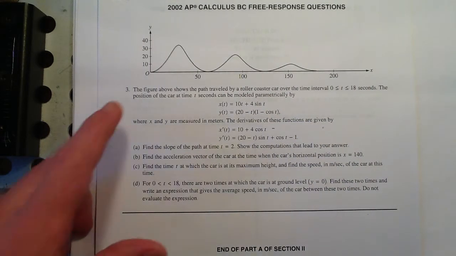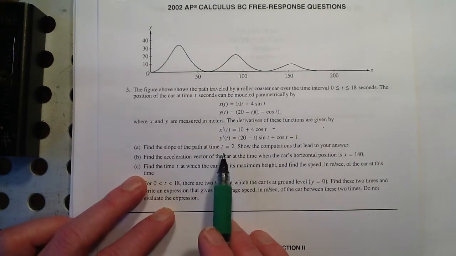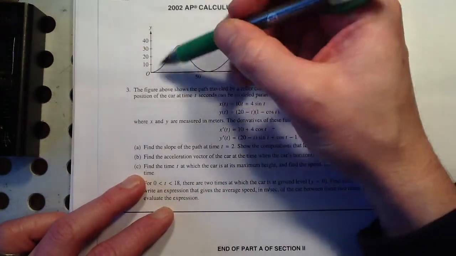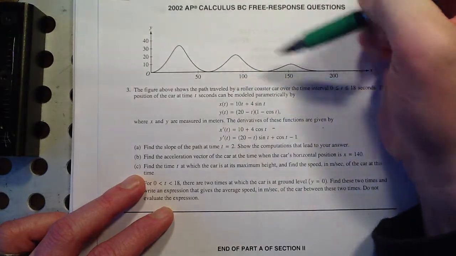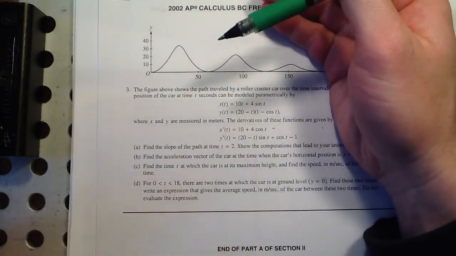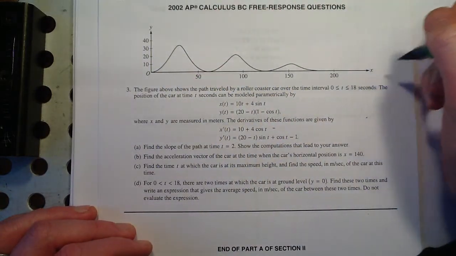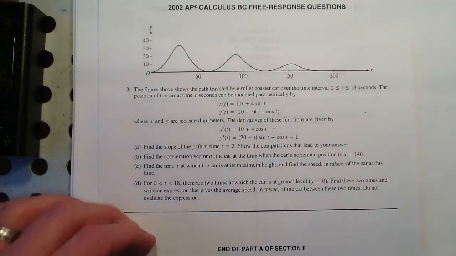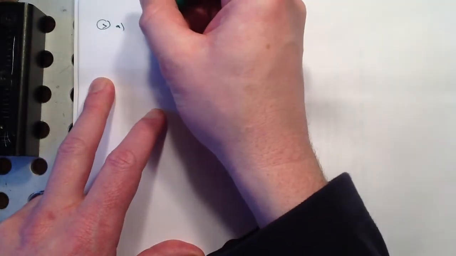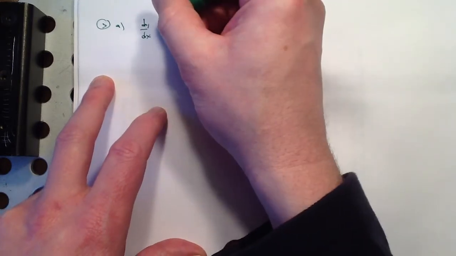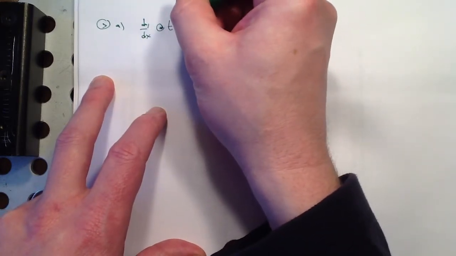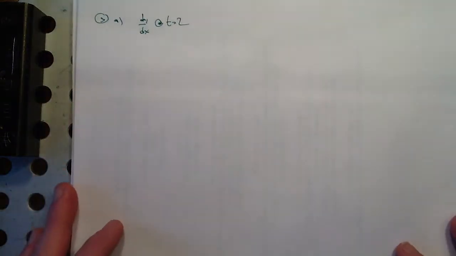Alright, so first one, find the slope of the path at time 2. Now notice that there's no indication here, no way for us to figure out where time 2 is. Don't get confused and think that's where x equals 2. This is at time 2. So for 3a, we're trying to find dy/dx, that's the slope, at time 2, right?